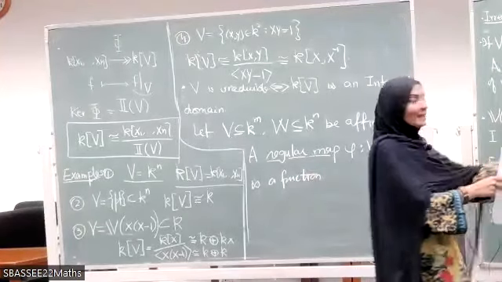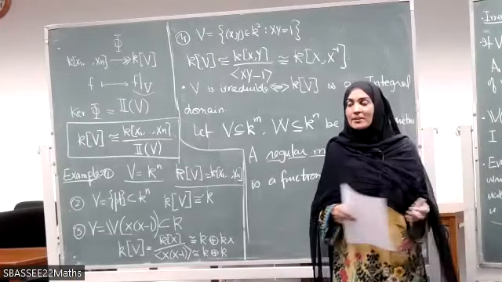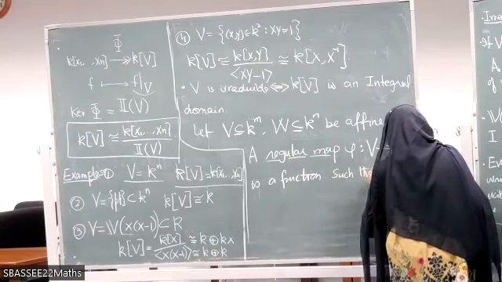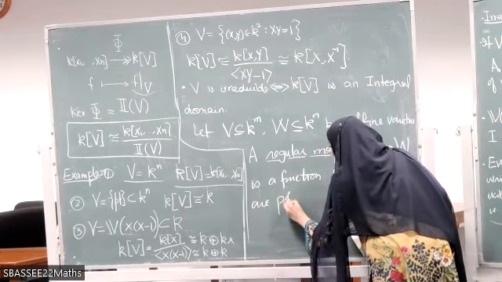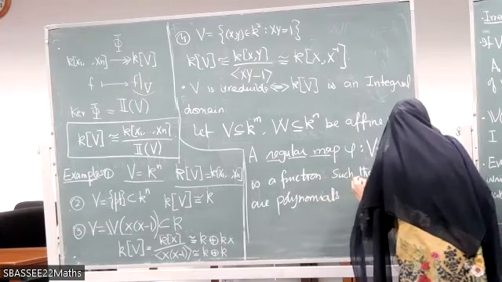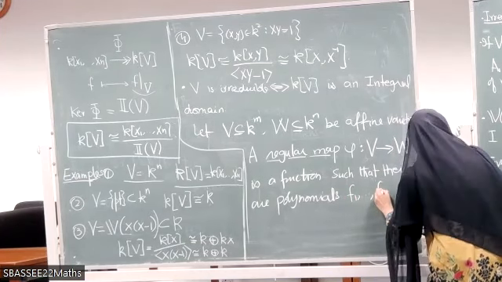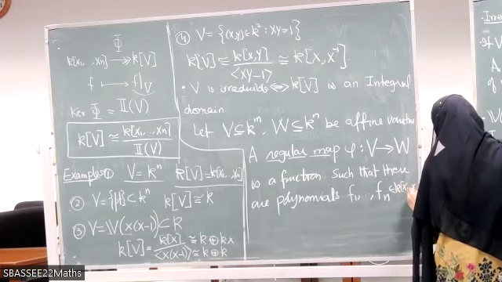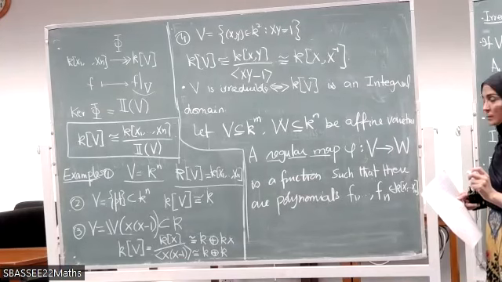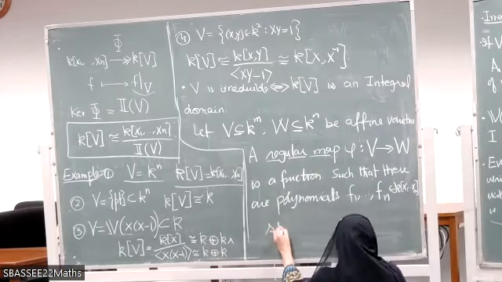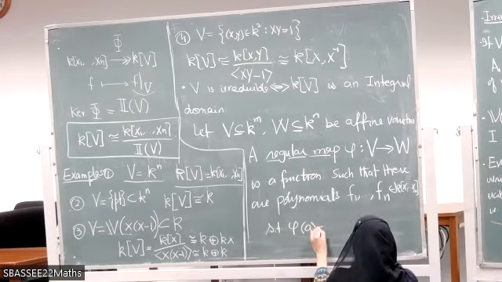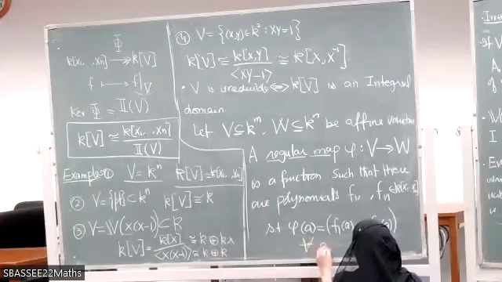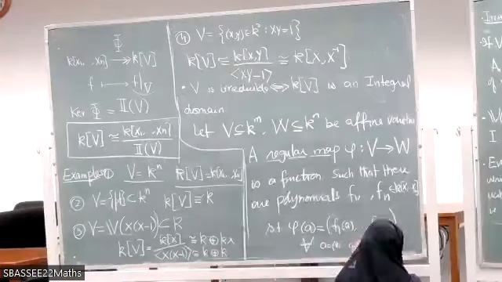So you can see that I am just extending the map, the regular function, which I have already defined on V. So this is a function such that there are polynomials, let's call them f1 up to fn. Of course, these are polynomials in m variables, right? Such that phi of A must be equal to f1 of A up to fn of A for all A in V, which is actually an m-tuple in V.